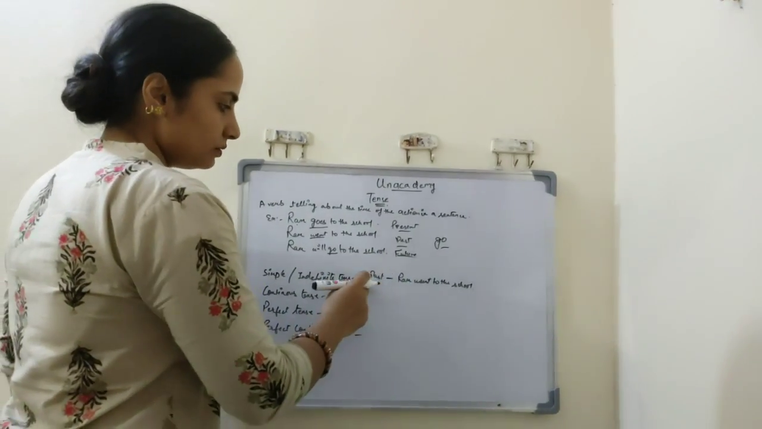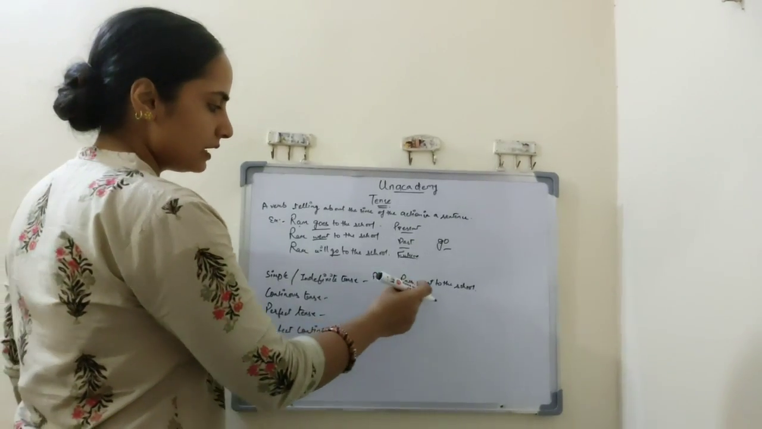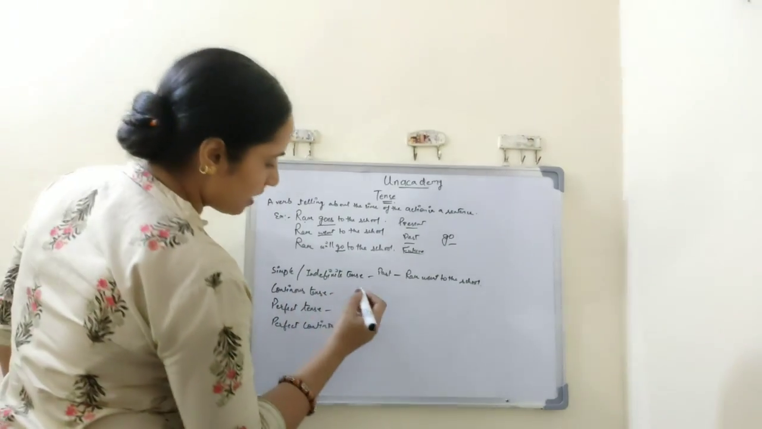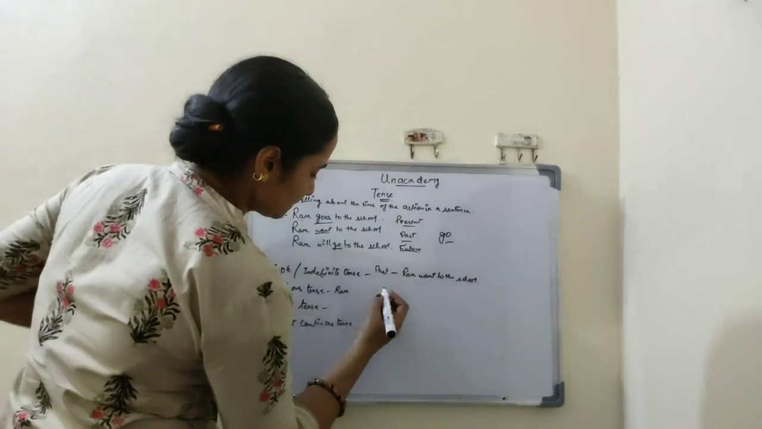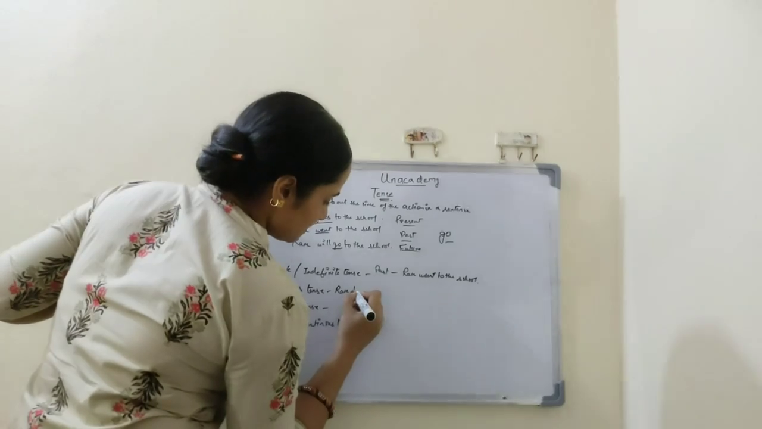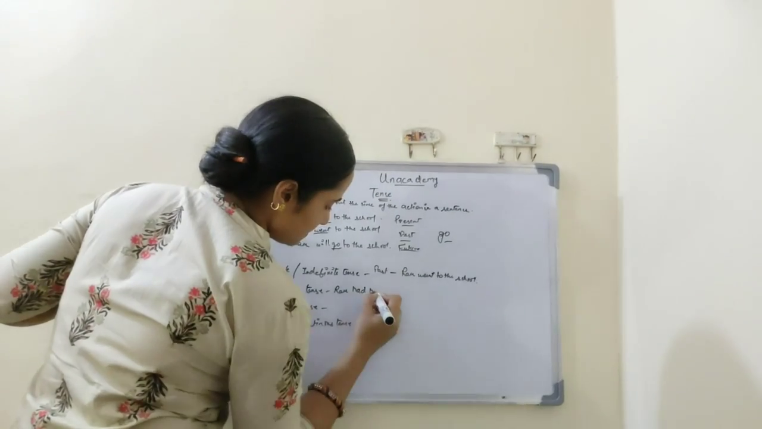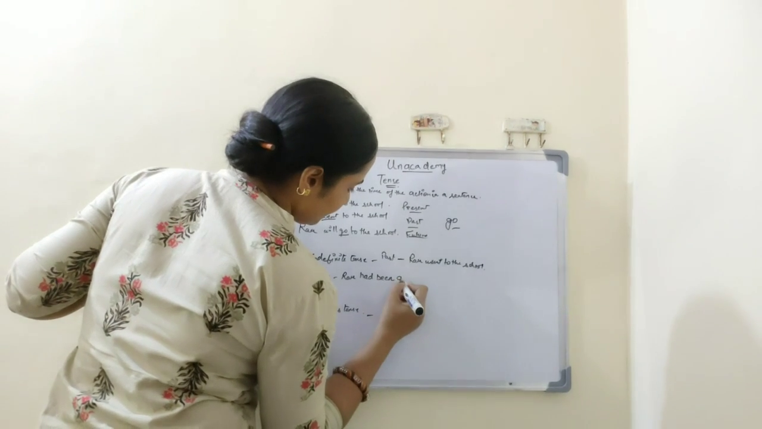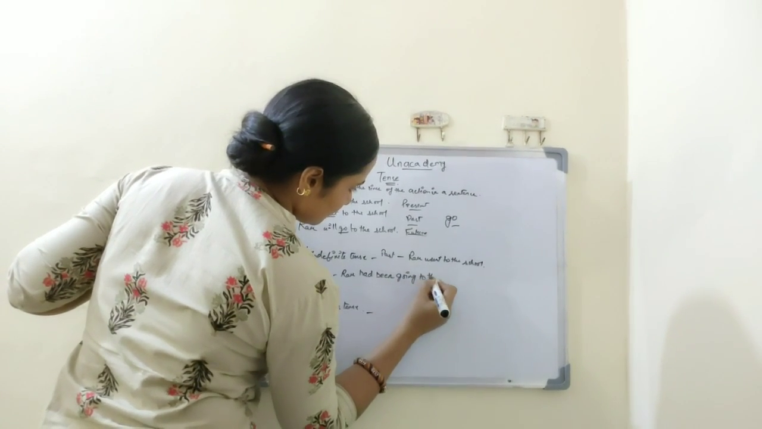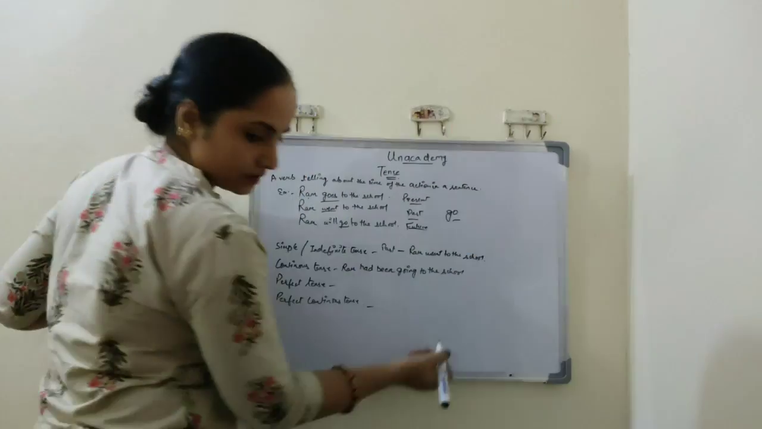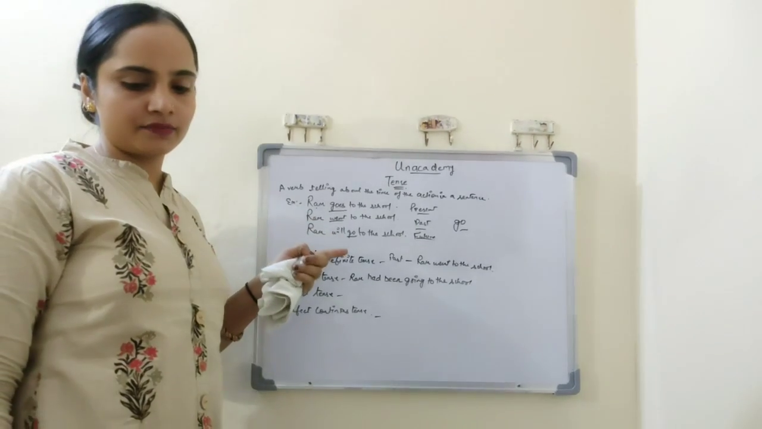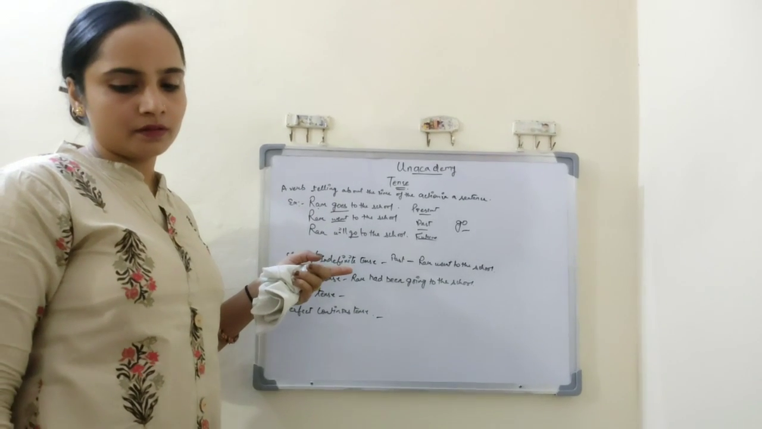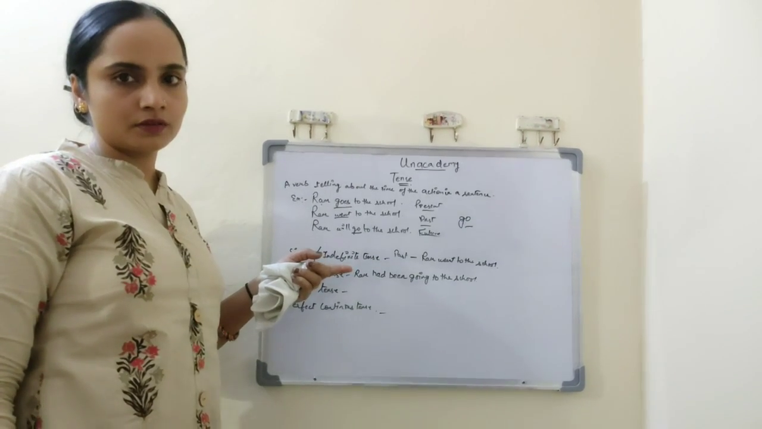Alright. So let's take the similar example. Ram went to the school. If I have to convert this into the continuous tense, then it will be Ram had been, no, Ram had been going to the school.